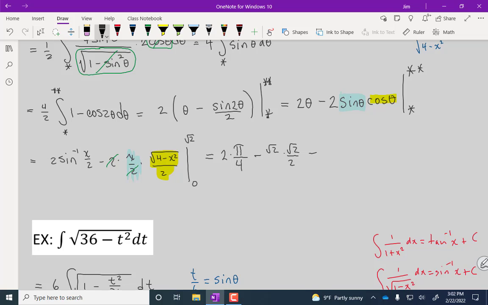Say that once again. Can you go over how you got root 2 out of the top and just put the root 2 back? So root 2 times root 2 is 2. 4 minus 2 is 2. Okay. See it? Yes, I do.